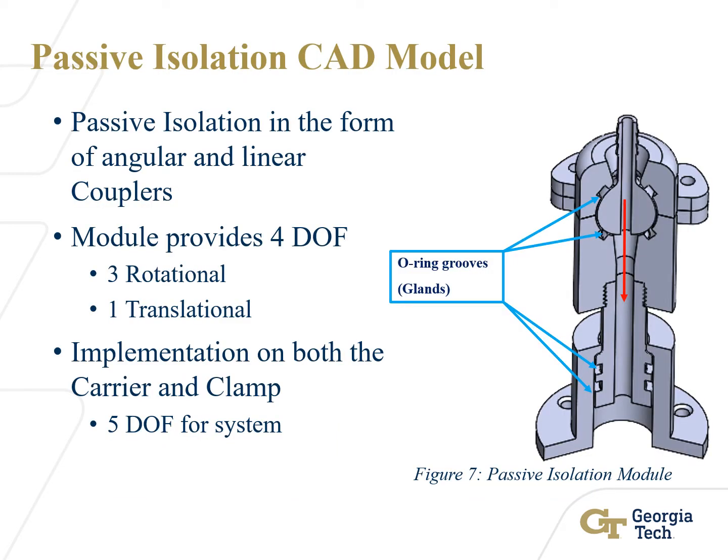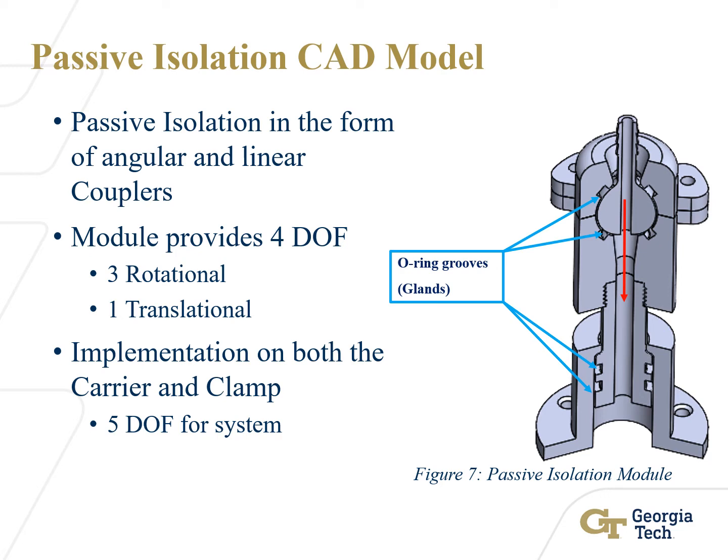The passive isolation module aims to isolate rotational and translational movement from the system while maintaining constant coolant flow and preventing leakage. The CAD model shown is a section view of the module, and the red arrow indicates the direction of coolant flow. The module achieves isolation by using discrete angular and linear couplers, which isolate rotational and translational movement respectively. Each independent module provides 4 degrees of freedom.